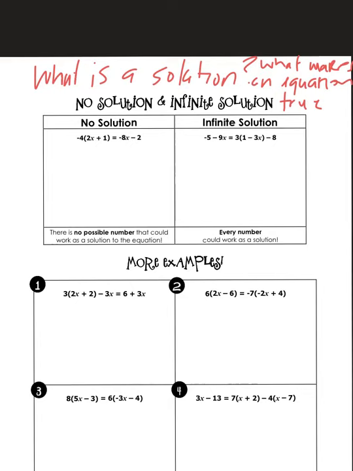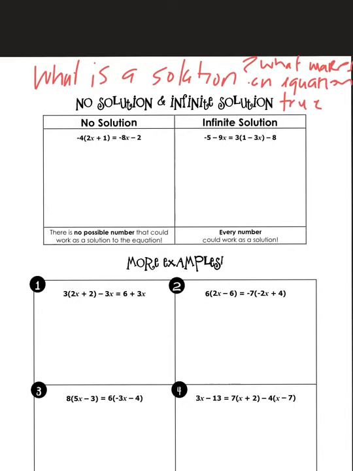So when we plug in a value, let's say we have the equation x equals 2. This is an equation because it has an equal sign. The only solution to this equation is 2, because when I substitute 2 in for x, 2 equals 2, and this is a true statement. So solutions are what makes an equation true.